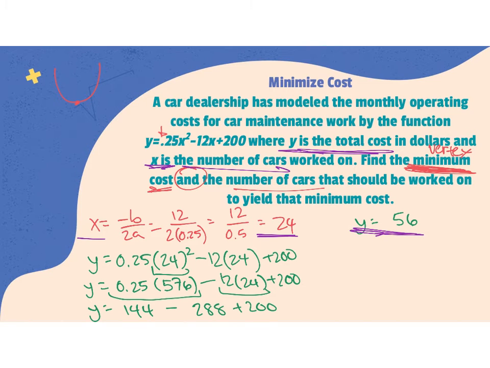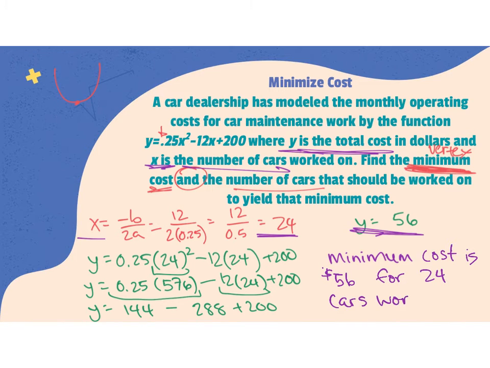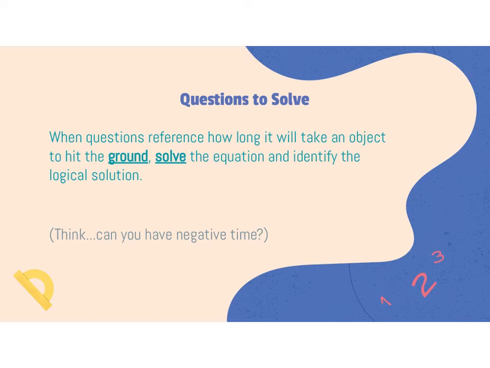So that means my minimum cost is $56. Don't forget to label your 56. $56 for 24 cars worked on. There you go. All right. And that answers both parts, by the way, find the minimum cost and the number of cars.